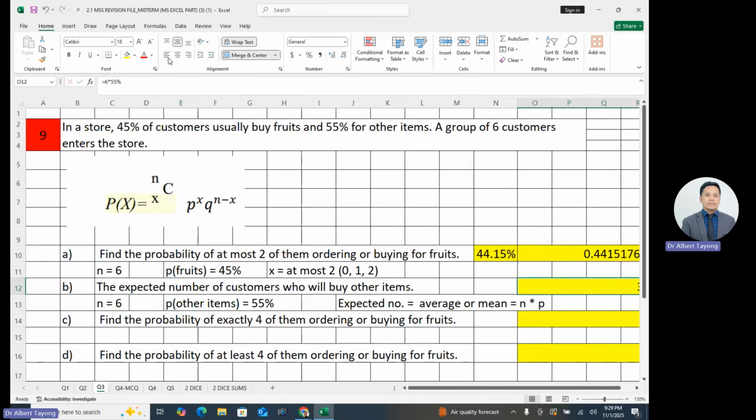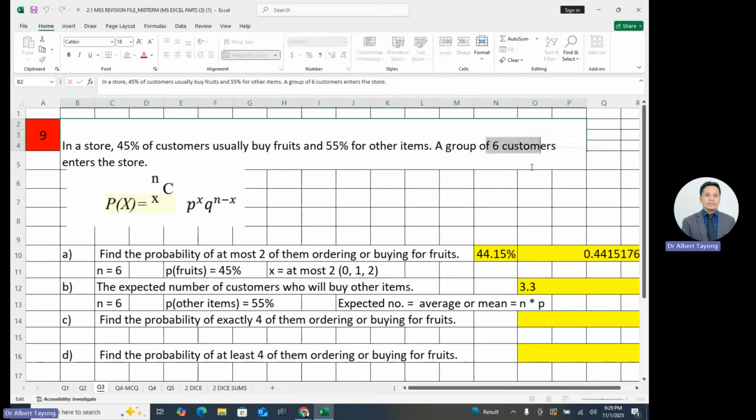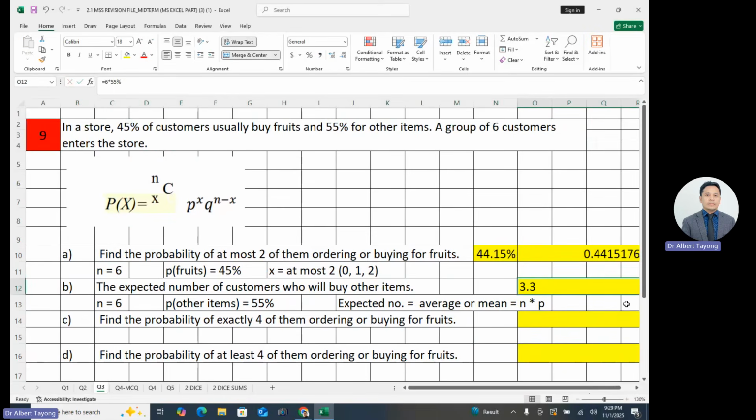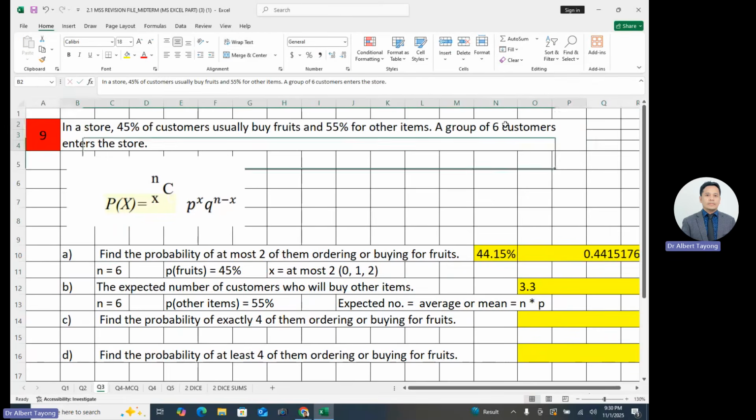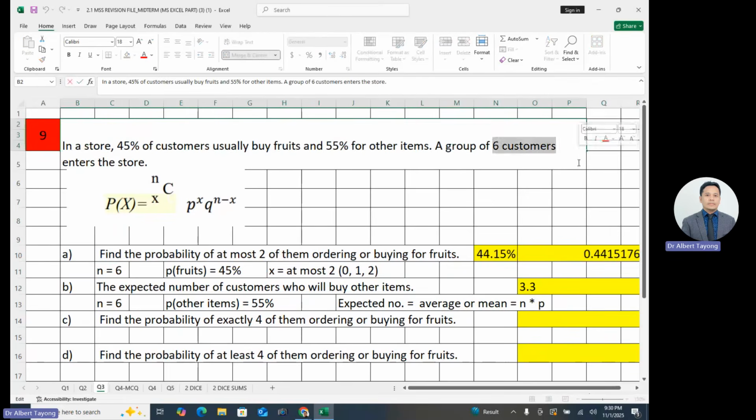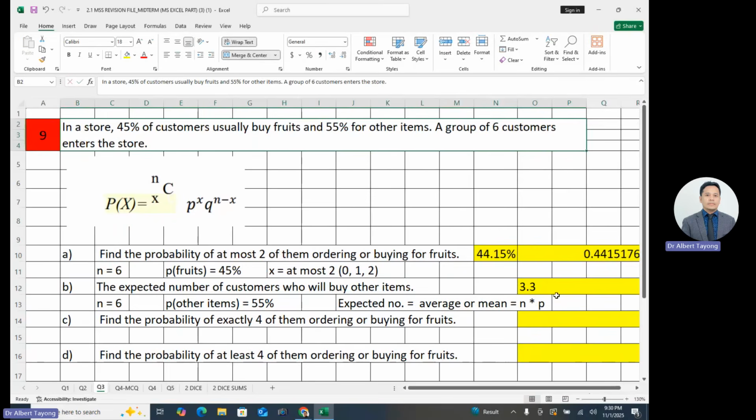So the answer is 3.3. So what is the meaning of this? It means this is the expected number of people. If we have 6 customers, 3.3, so 3 to 4. So we expect that 3 or 4 people will buy fruits amongst 6 customers. Okay, so that is the expected number.